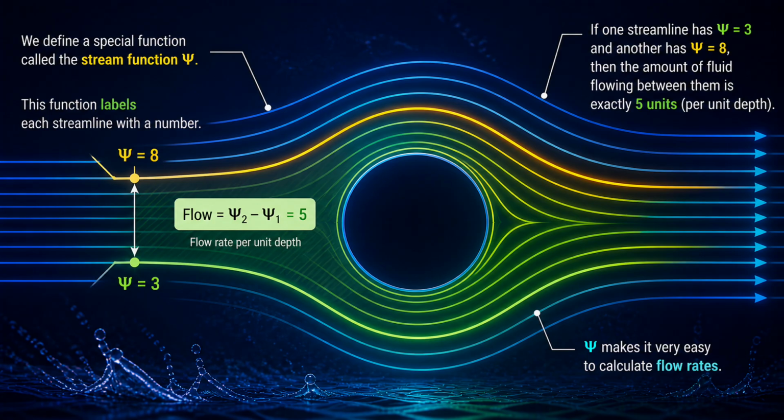We define a special function called the stream function, psi. This function labels each streamline with a number. If one streamline has psi equals 3 and another has psi equals 8, then the amount of fluid flowing between them is exactly 5 units per unit depth. Psi makes it very easy to calculate flow rates.